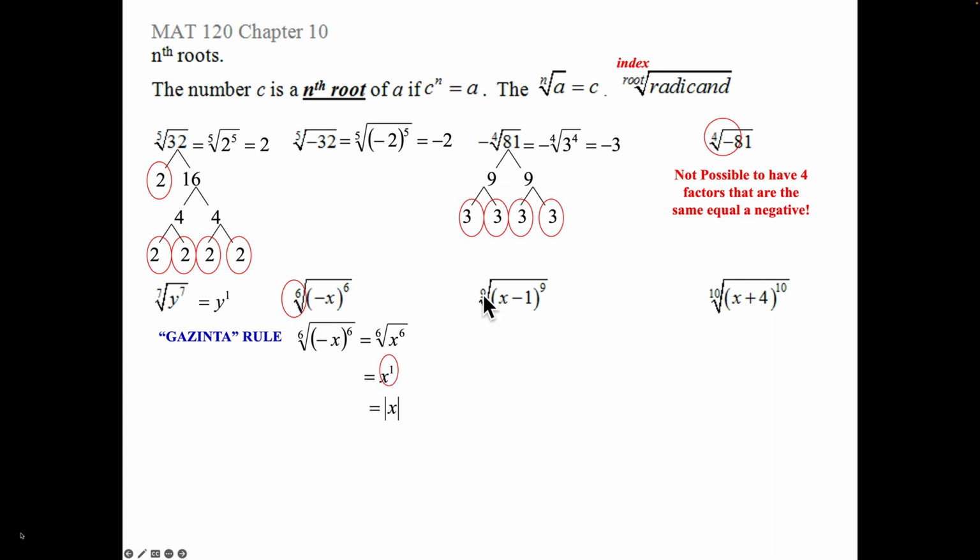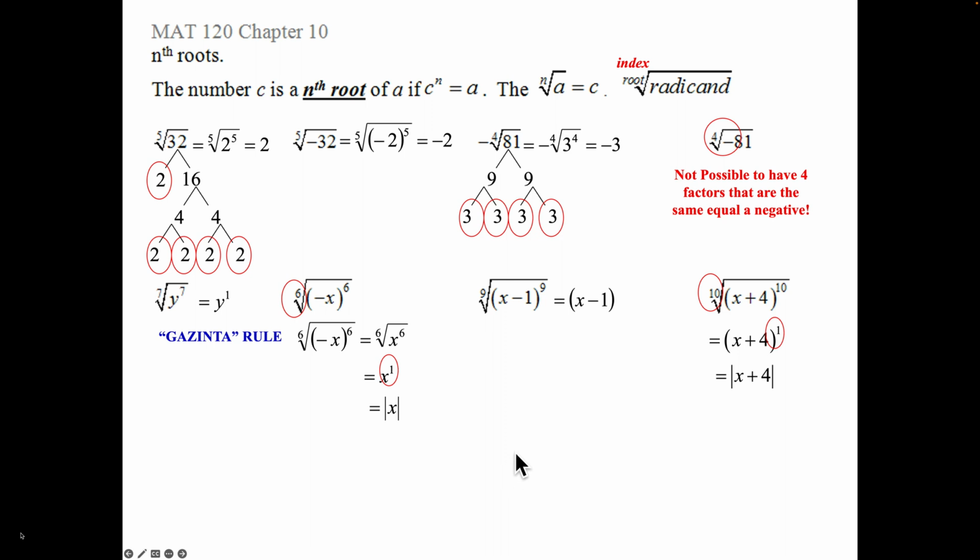All right, start with odd root. 9th root of x minus 1 to the 9th power, x minus 1. We don't have to worry about absolute value bars because we started out odd. The 10th root of x plus 4 to the 10th power. X plus 4 all to the 1st power. We're done, right? Nope. Even root finishes with an odd power. You need your absolute value bars.